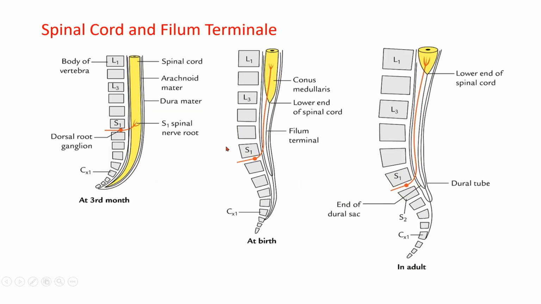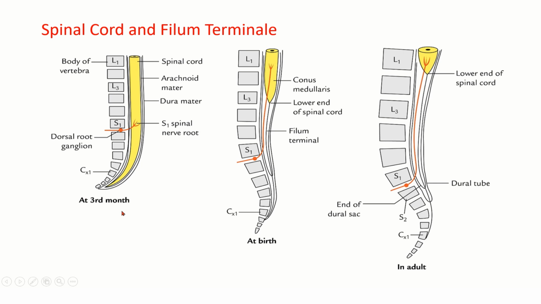Now here you can see the filum terminale. This is the end of the spinal cord, the conus medullaris, the lower end of the spinal cord, from where you can see the extension of the filum terminale. This part within the dural sac is the filum terminale internum, and outside the dural sac you can see the filum terminale externum.